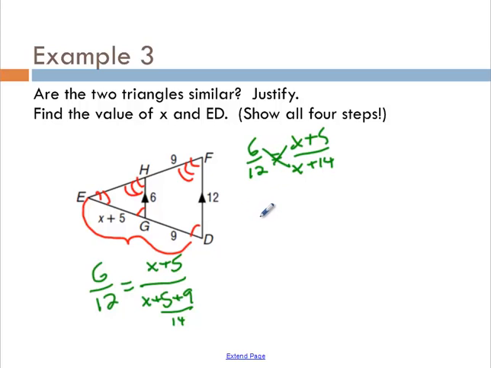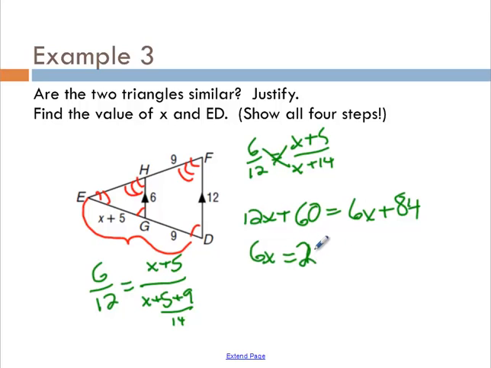When we cross multiply, 12 times x, 12 times 5, 6 times x, and 6 times 14. So we subtract 6x, we subtract 60, that's 24, so x is 4. Now I want to plug that back in. If I plug in a 4 here, I get that this segment here is 9, and 9 plus 9 tells me that ED is 18.